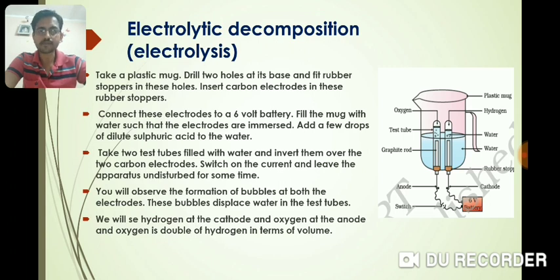Now when the process starts, you will see formation of bubbles. These bubbles indicate the evolution of two gases, hydrogen and oxygen. Hydrogen is evolved at cathode, which is the electrode connected with the negative terminal of battery, and oxygen is evolved at anode, which is the electrode connected with the positive terminal of battery. There is a difference in the volume of these gases. Hydrogen gas is always produced in double volume than oxygen, because the ratio of hydrogen and oxygen in a water molecule is always 2:1. So hydrogen gas is produced in double amount as compared to the oxygen.